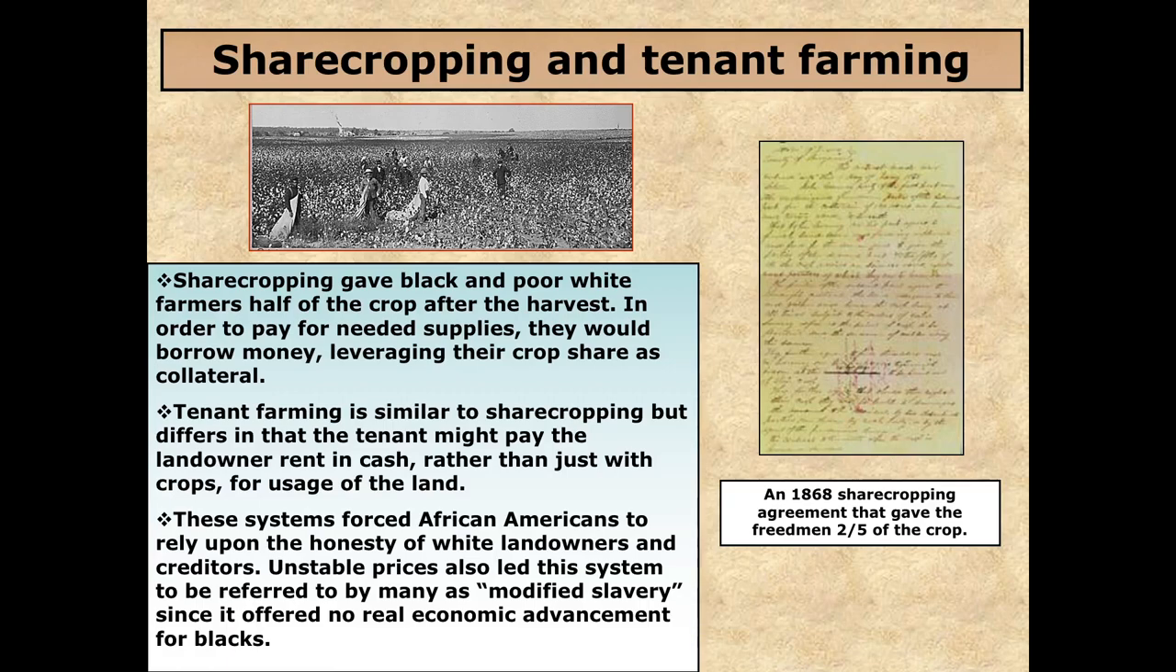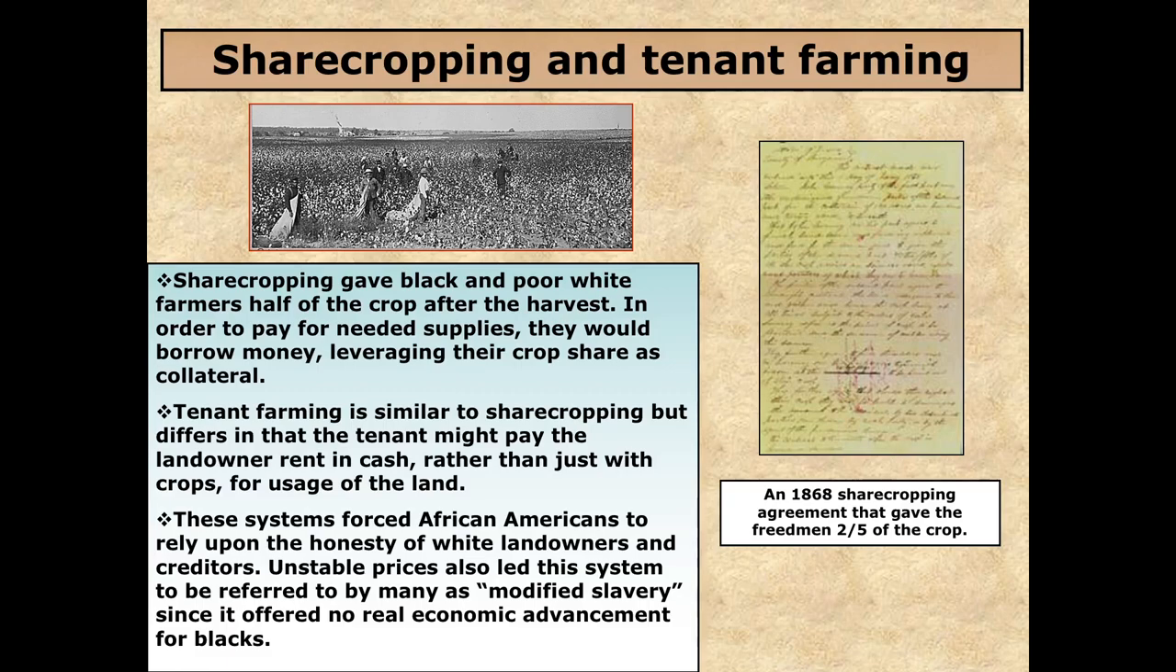Same thing with tenant farming. It's like, hey, you got no place to stay. You can farm here. We'll even let you borrow our farm equipment, but you gotta pay us a certain amount each month, and you gotta rent the equipment from us, and you gotta pay us for that too. So essentially breaking even, it's legalized slavery.